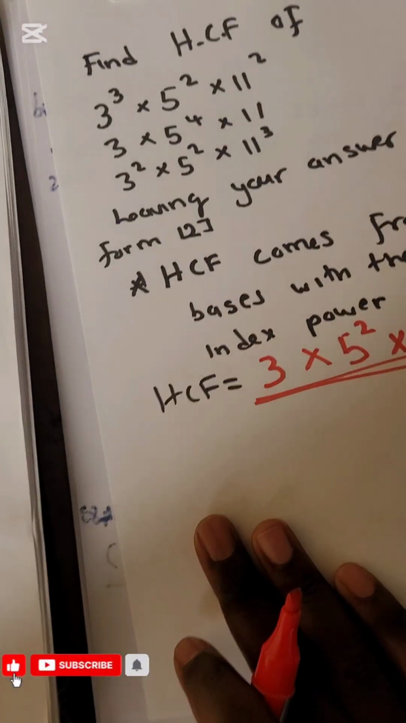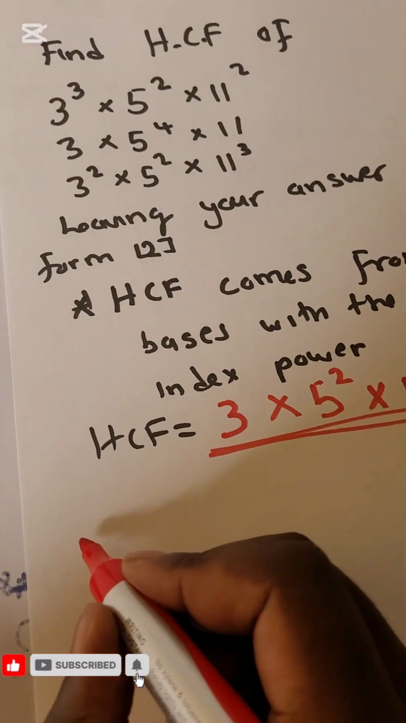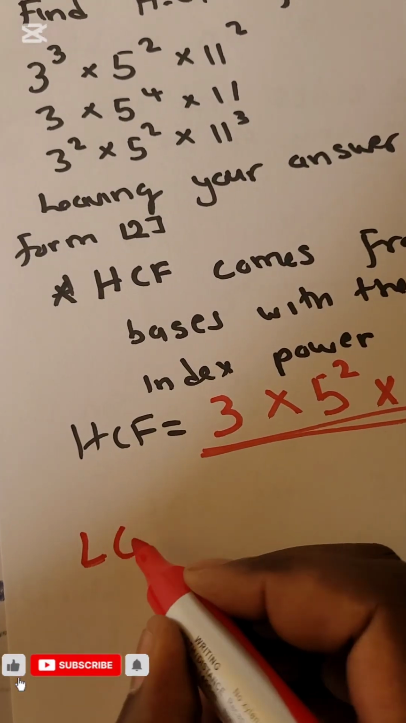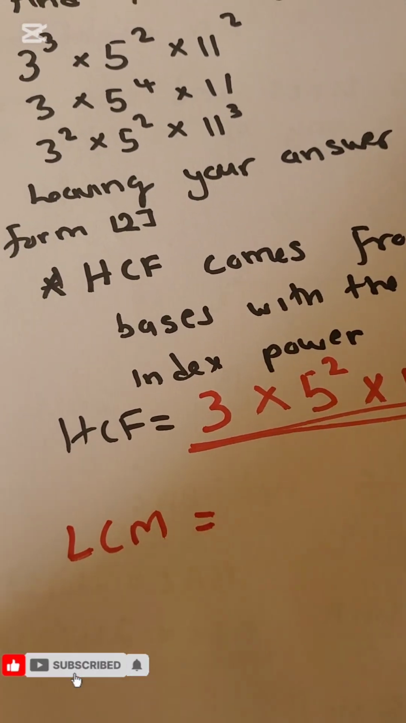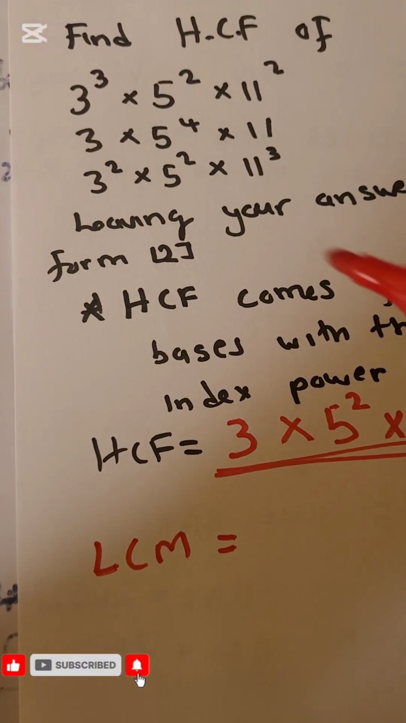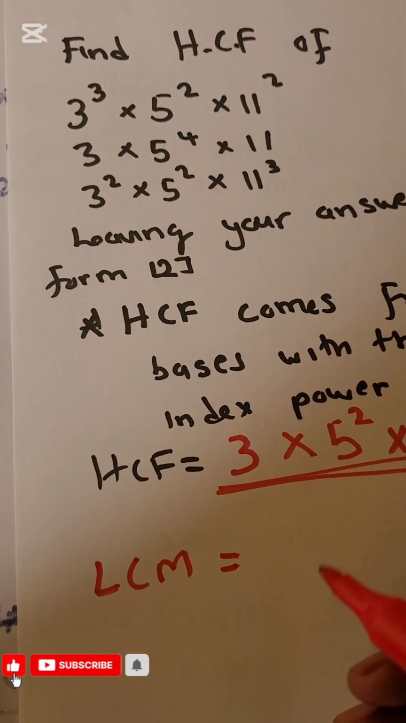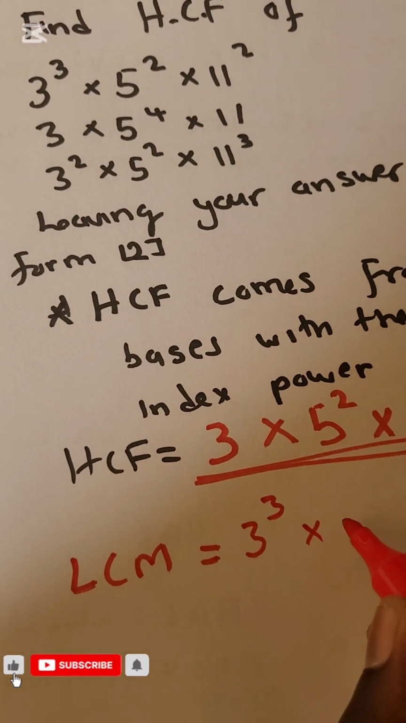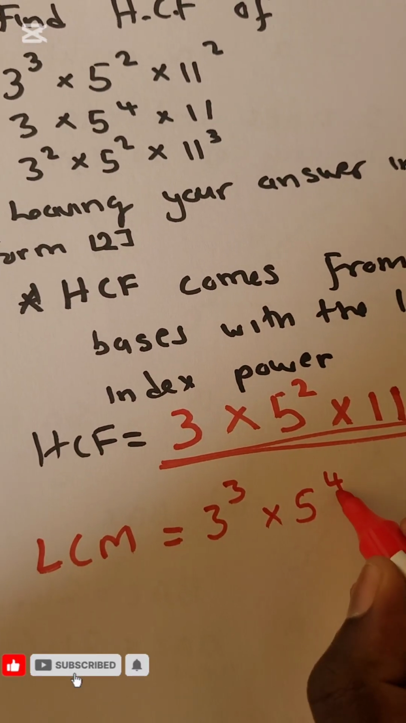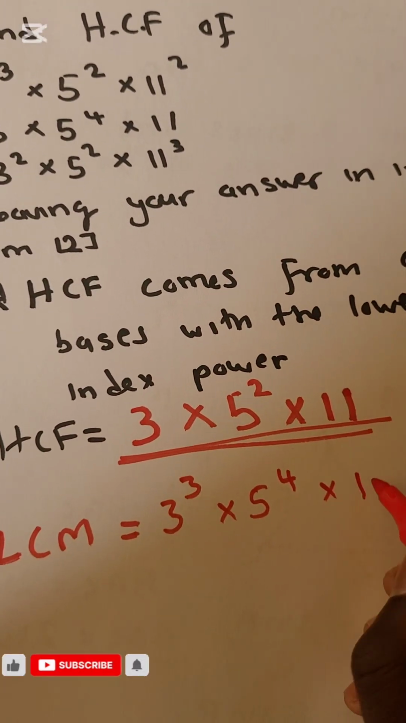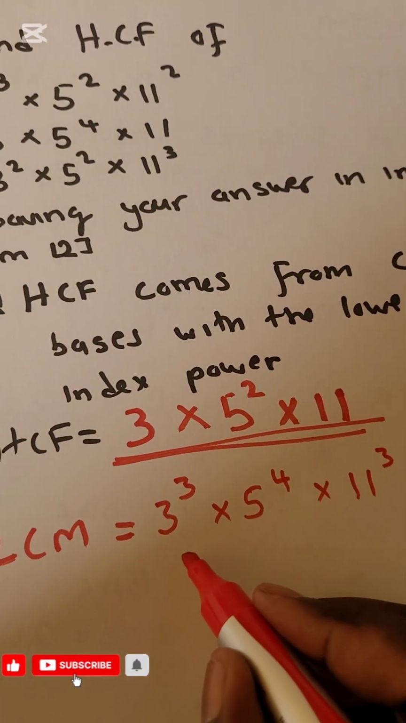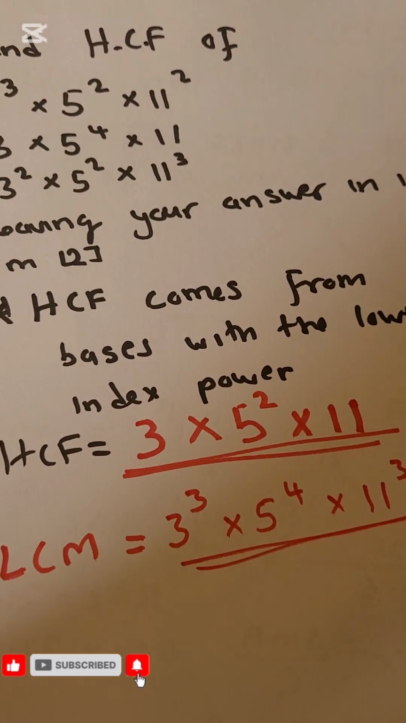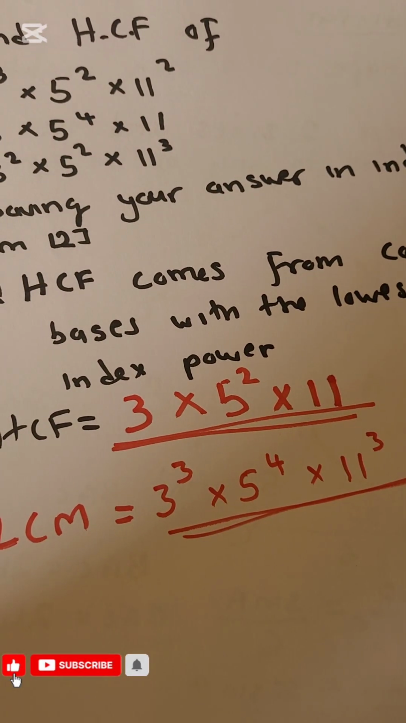So you leave the number in index form. Let's say you were asked to find the LCM. LCM comes from all bases with the highest power. So we take 3 with the highest power, which is 3, multiplied by 5 with the highest power, 5 to the power of 4, and 11 with the highest power, 11 raised to the power of 3. That would be our LCM.